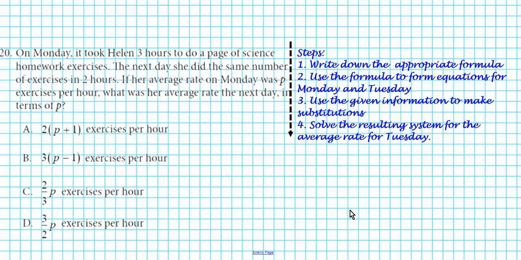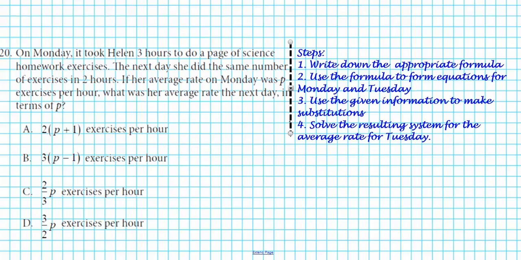All right, let's take a look at problem number 20, the last in this review installment. It says, on Monday, it took Helen 3 hours to do a page of science homework exercises. The next day, she did the same number of exercises in 2 hours. If her average rate on Monday was P exercises per hour, what was her average rate the next day in terms of P? All right, so steps.